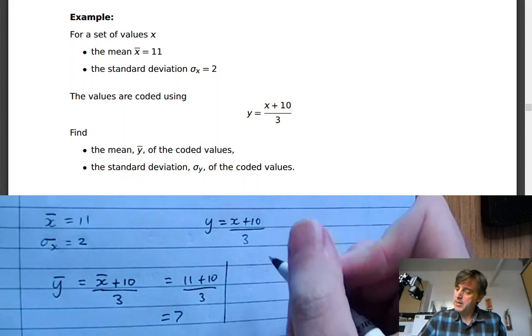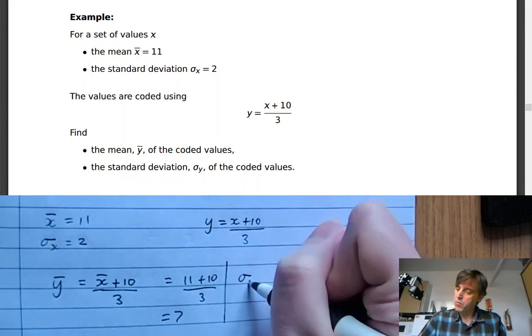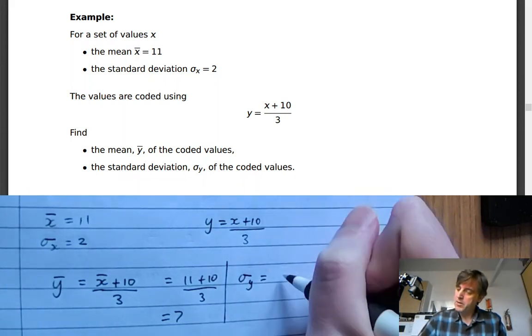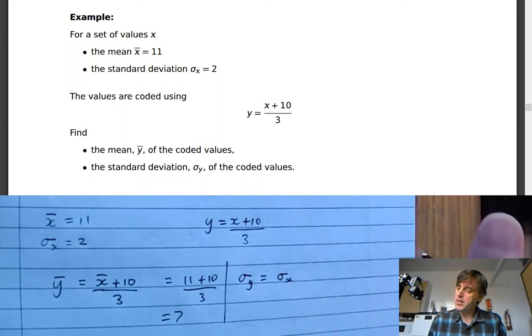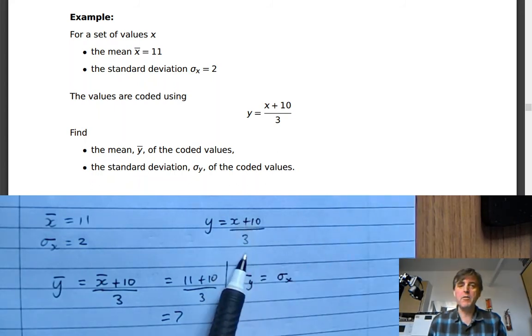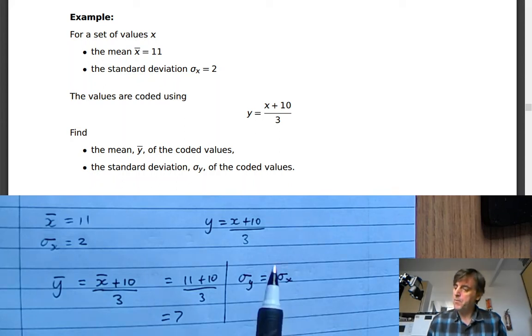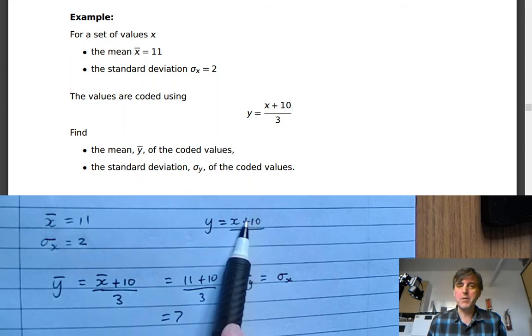What about my standard deviation then? So my standard deviation of the y's. Well, we're going to start off by looking at the standard deviation of the x's, and then we're going to work out how each bit of the coding might affect that. Adding 10 to all of the numbers. Now, you remember adding did not affect any measures of spread. It didn't make the numbers more spread out or more close together. So therefore, I'm not going to adjust my standard deviation because of the adding 10.